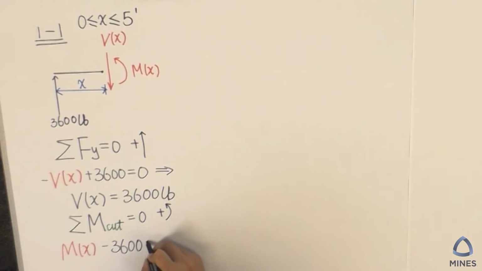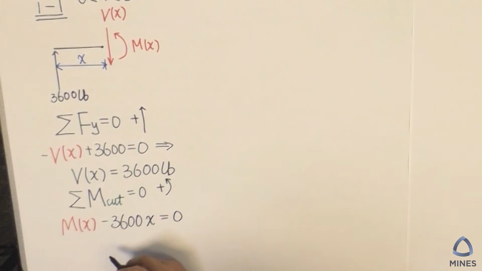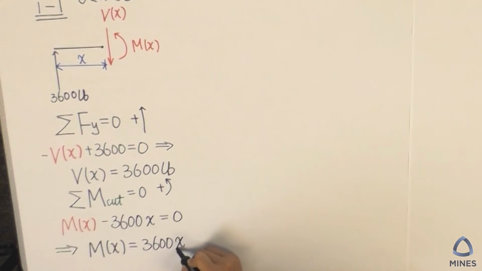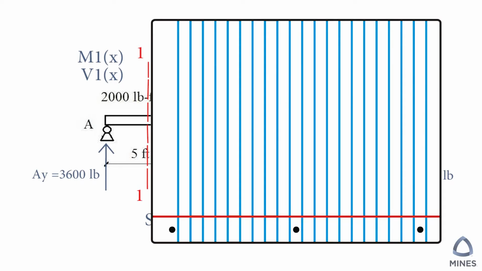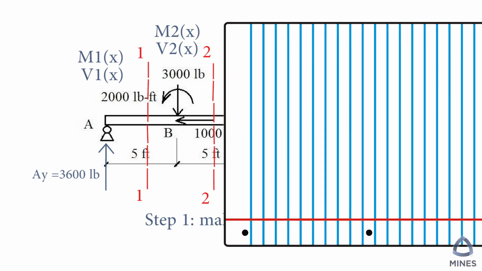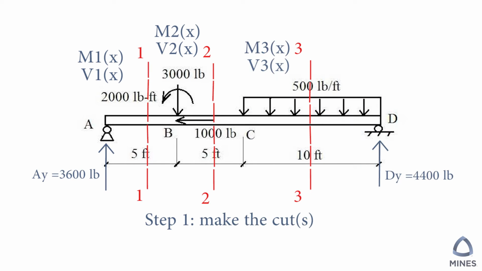Let's see. We can find the moment function will be 3600 multiply x. So we done the first cut, which means we can move to the second cut. Again, which side you want to pick as your FBD? This side or another side?